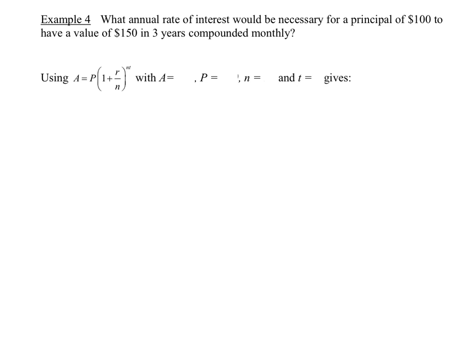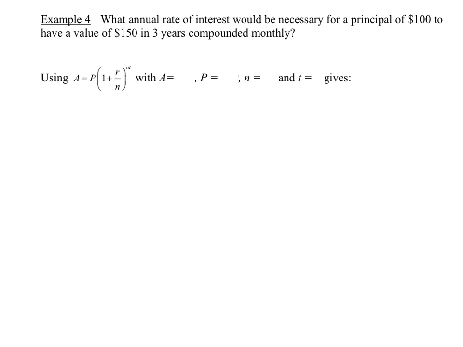And the last example, example 4, is asking what annual rate of interest would be necessary. So we're looking for our R in this case, for a principal of $100 to grow to $150 in 3 years' time if the interest were compounded monthly. So we have to use this equation here.